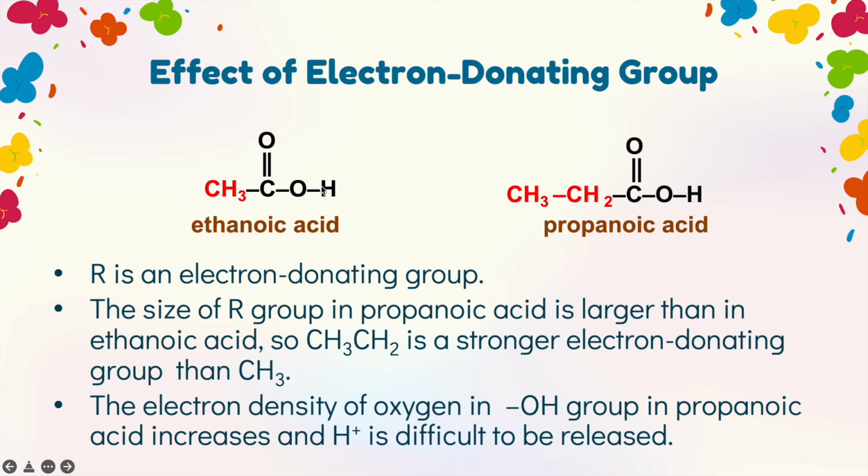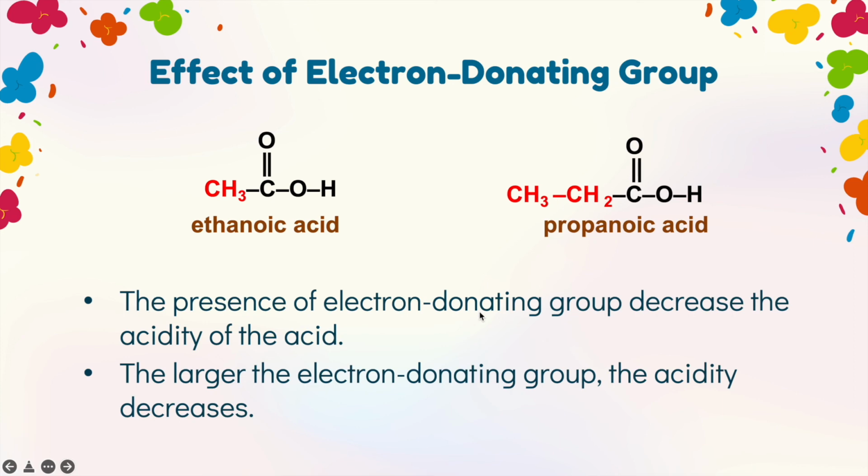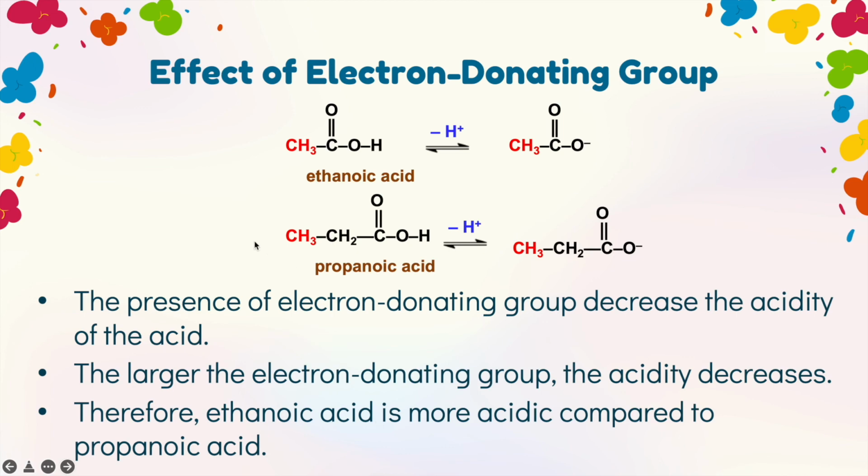This is more acidic, easier to release H+ because of a small electron donating group. A bigger electron donating group will donate the electron more. The presence of electron donating group decreases the acidity of acid. We can conclude that the larger the electron donating group, the acidity decreases. The presence of electron donating group decreases the acidity of the acid. The larger the electron donating group, the acidity decreases.